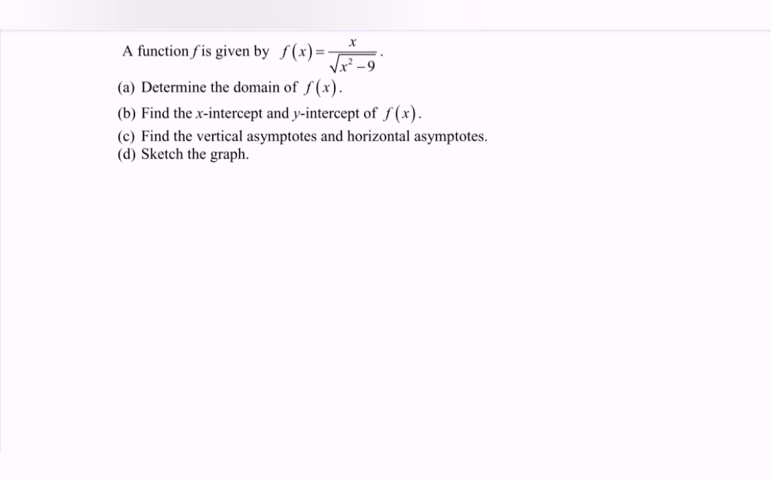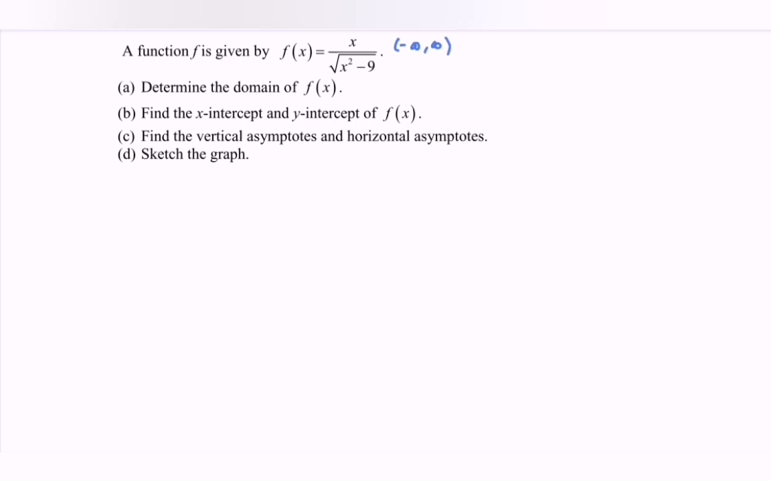Hello everyone, in this video I'm going to discuss the example for limits for graph sketching. A function f(x) is given by f(x) = x over the square root of x squared minus 9. First, what we have to do is find the domain. If we refer to the numerator, we have the domain negative infinity until infinity.